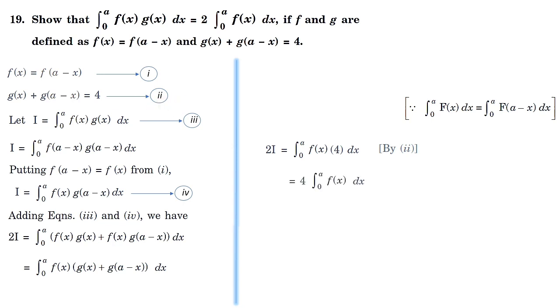Then here 4 is a constant that we can keep outside, 4 into integral 0 to a f of x dx. So I is equal to, here you can see 2 and 4, when we cancel we will be getting 2. Okay, so I is equal to 2 into integral 0 to a f of x dx. This is what our right hand side is. So hence the proof.